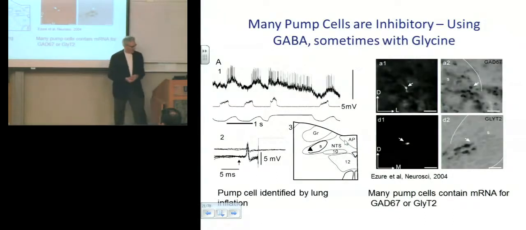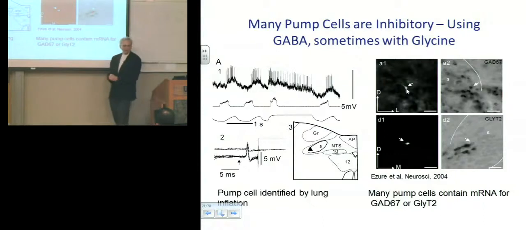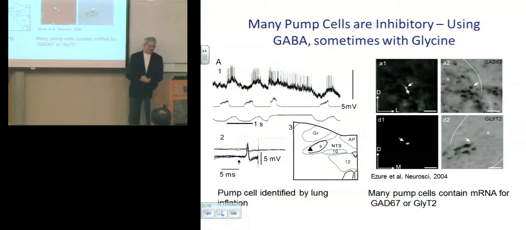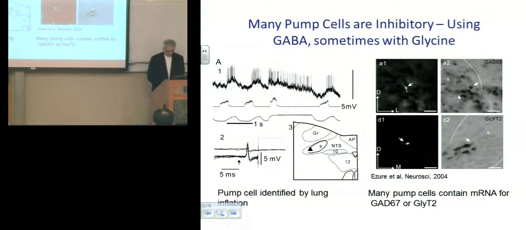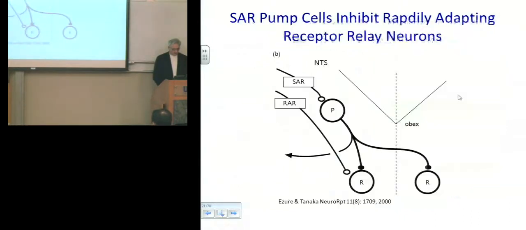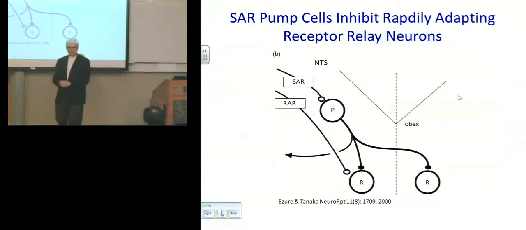So this is another slide from Azura, just showing a recording of a pump cell and then filling it with dye and doing immunocyto, or not immuno, what am I trying to say? In situ hybridization, and looking for GABA and glycine. Actually, this was immuno because he did GAD67. And what you do find is that many of them are inhibitory.